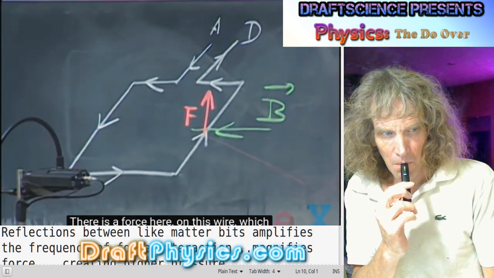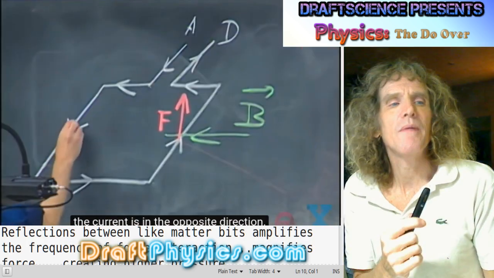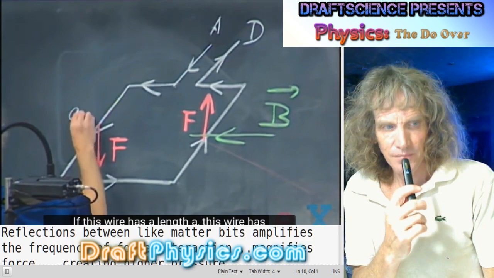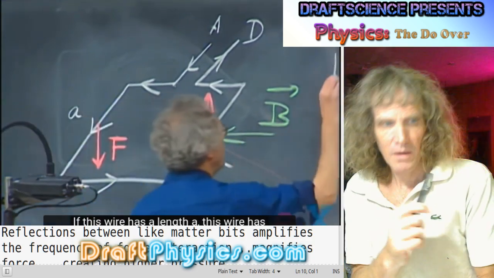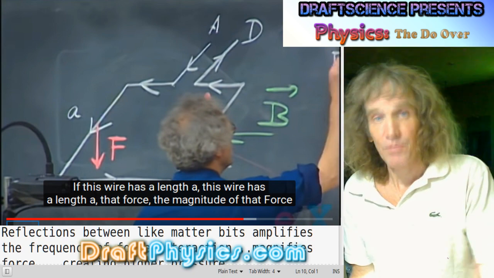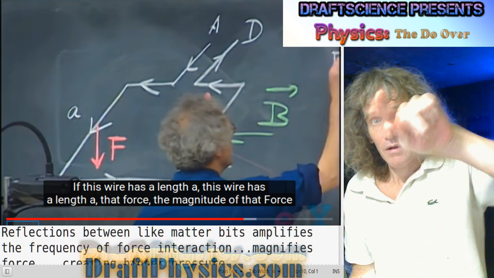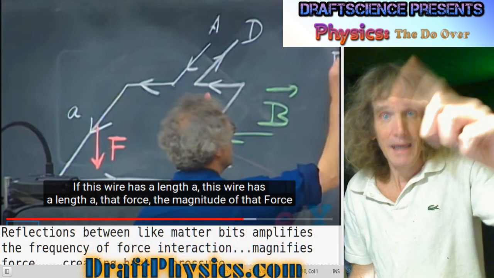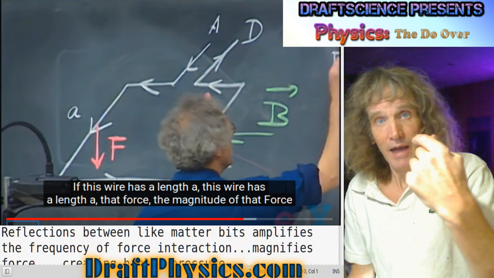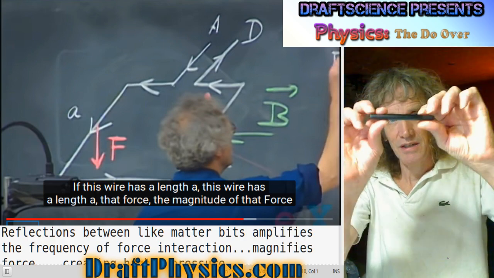There is a force here on this wire, which is of course down. Magnetic field is in the same direction. The current is in the opposite direction, so the force is down. If this wire has a length A, this wire has a length A, that force, the magnet... So again, the same rule applies. I'm just giving you an explanation for the right-hand rule, is the fact that when the current's going in a direction, the top will be the black end of the magnets, the bottom will be the reds, and when it's coming out at you, it's the reds and the opposite. So it's just about how those magnets are tilting.